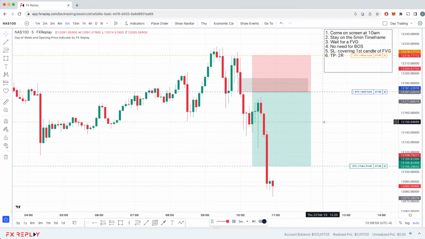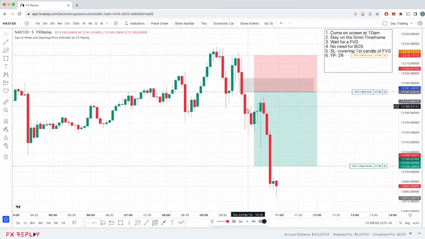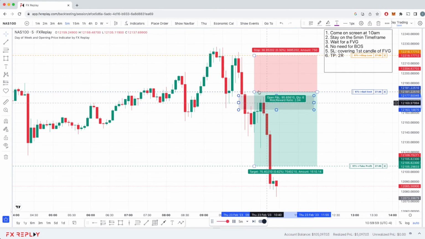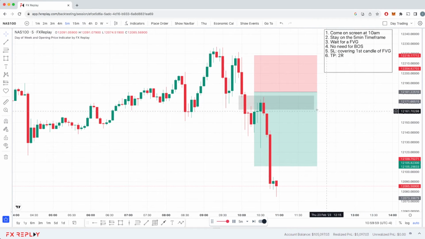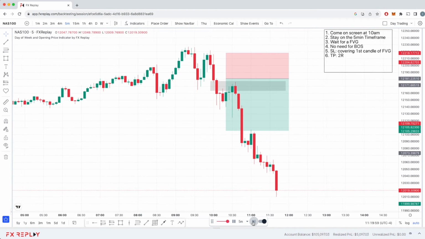Alright, so clear example. This one got filled. You know, another example of where the lower one got filled. See? And then since we reached take profit, I'm going to remove the order. Yeah, this one's kind of sad. But let's just continue.